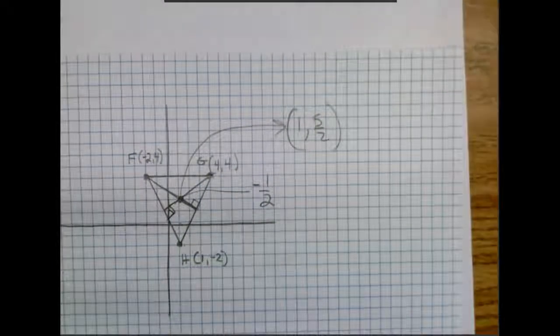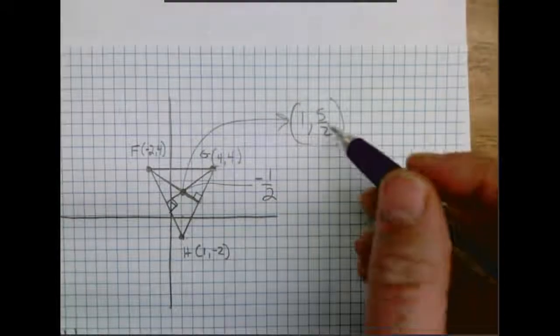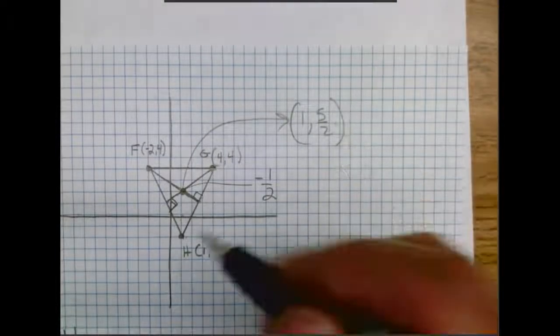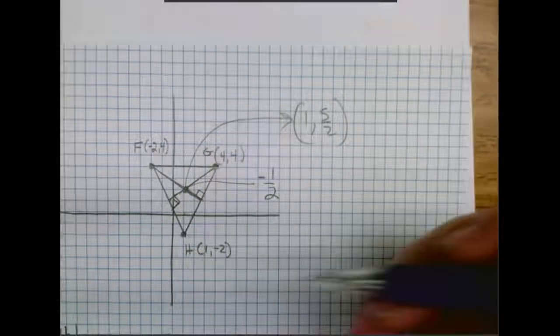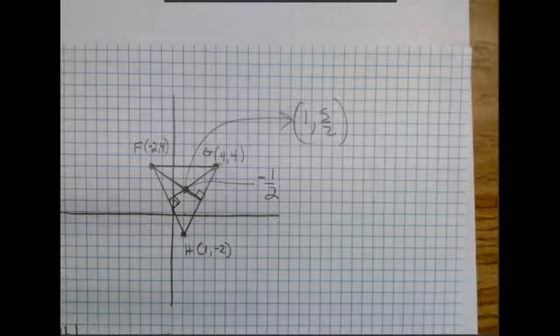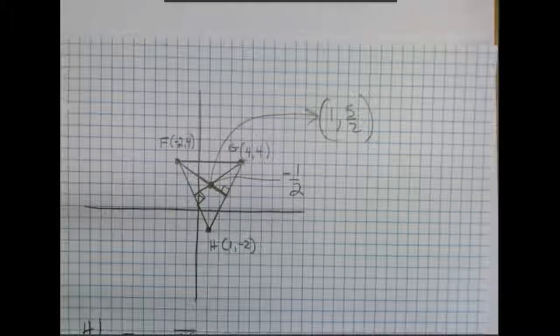So then I just find that 1, and that's like 1.5, right? Or 2.5. That sounds about right. 1, 2, yeah, it's a little bit off, but yeah, you kind of get the idea. So that's how you find an orthocenter on a graph.